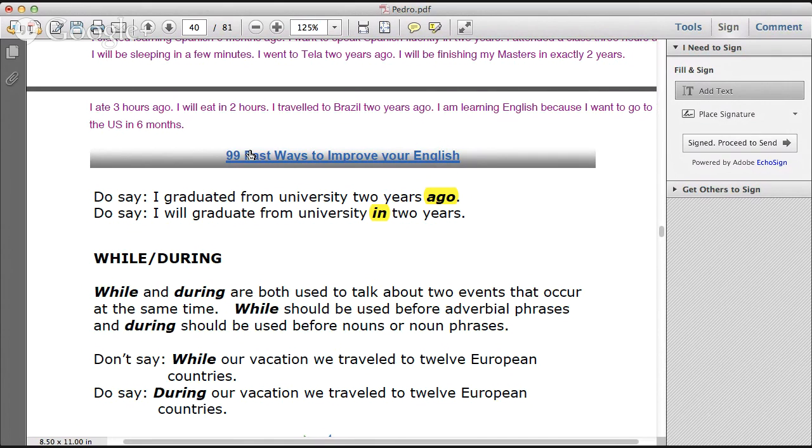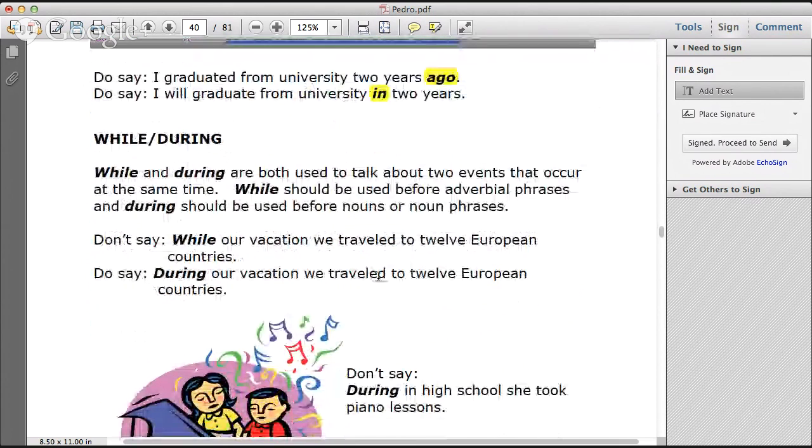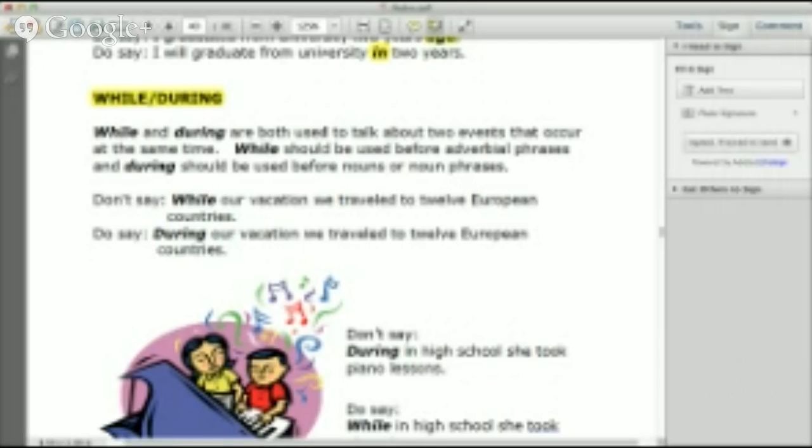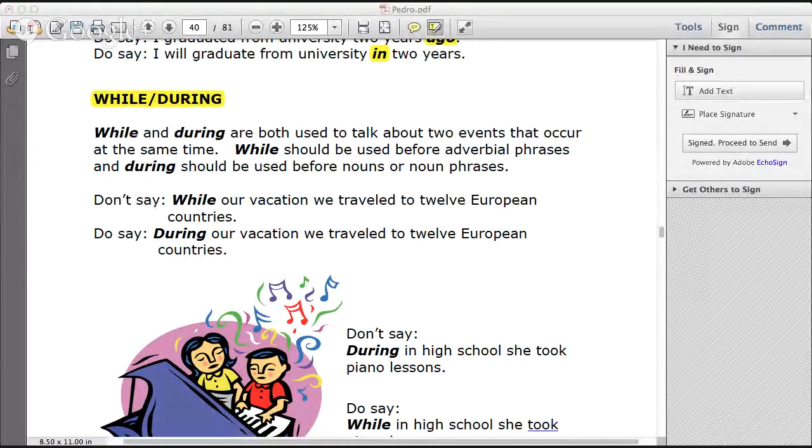All right, you guys. Any questions with in and ago? How we use them? Nope. Okay. Super. Let's see if we can do one more. This one is a challenging one. While and during. Let's start off with Ricardo. Ricardo, let me have you read this paragraph, please.